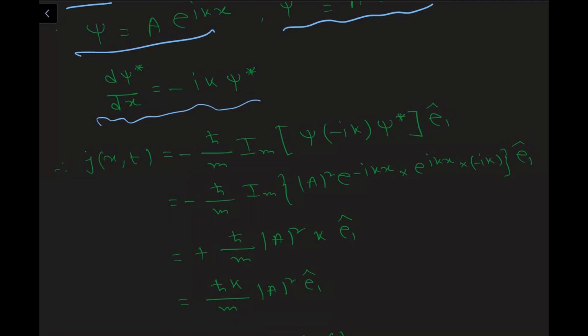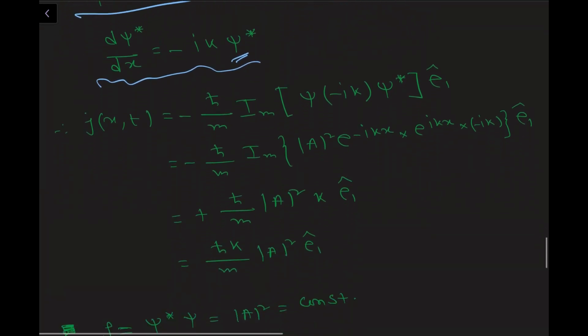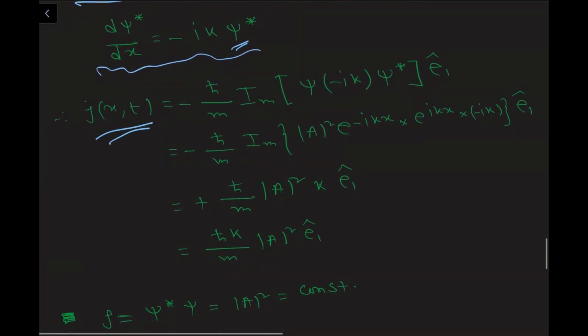Now the derivative of psi star will be minus ik e to the power minus ikx, which is nothing but minus ik psi star. Now J of x,t, the probability current density, will be minus h cut by m times the imaginary part of psi into d psi star dx. So now let me put in the values of psi star and psi.